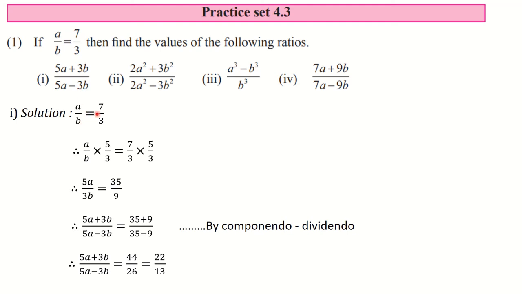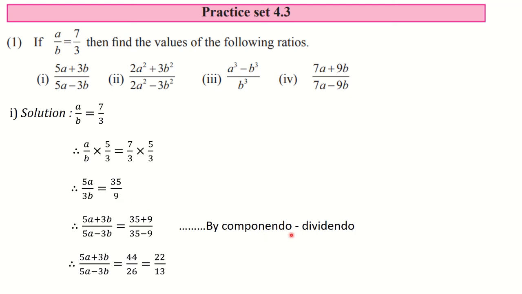So A upon B is equal to 7 upon 3. Again do the observation here. 5a is the numerator and 3b is the denominator. So multiply both the sides by 5 upon 3. Why? Because we want 5a upon 3b. So we got 5a upon 3b as 35 upon 9.